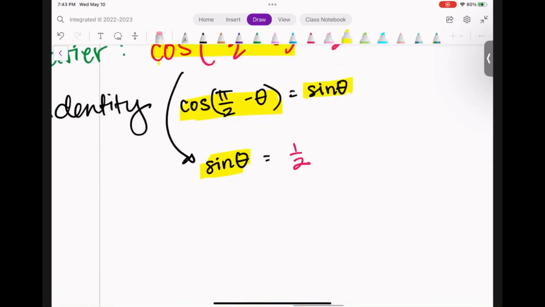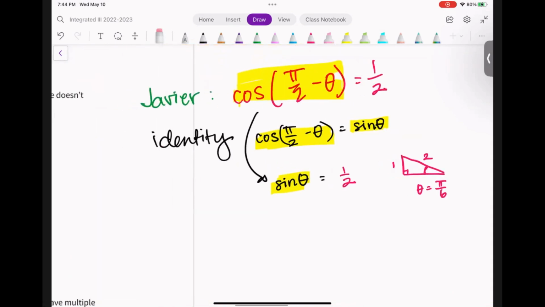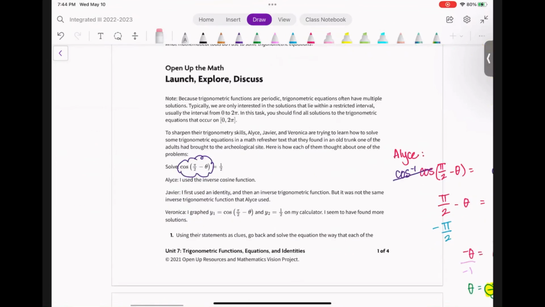Now, some of you are like, oh, Ms. Johnson, I know what triangle this is. This has got to be my 30, 60, 90. Javier doesn't know about this. I need to teach him. So here is 1 over 2, and we're looking at this angle here. So that's my 30-degree angle, or my pi over 6. So theta equals pi over 6. Okay. No worries. Actually, Javier doesn't see this, because it says over here, Javier, what does he do?